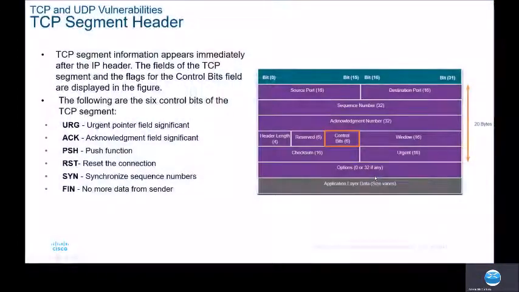Okay, so TCP and UDP. With TCP, the segment information appears immediately after the IP header. The fields in the TCP segment, the flags for the control bits field, are displayed in the figure. So of course, these are what's used for the three-way handshake and setup and tear down and things like that. So you've got urgent pointer, acknowledgement, push function, reset, SYN and FIN bits there.